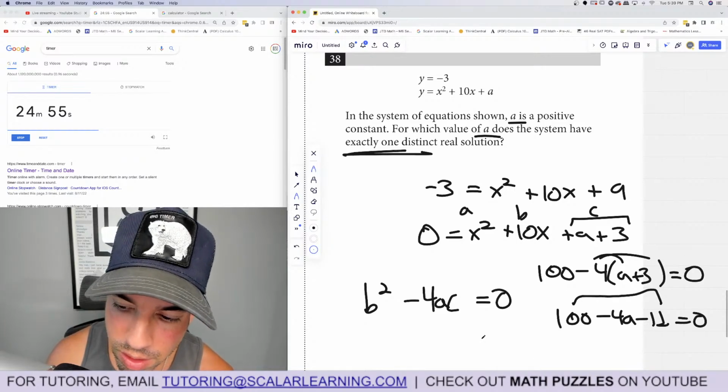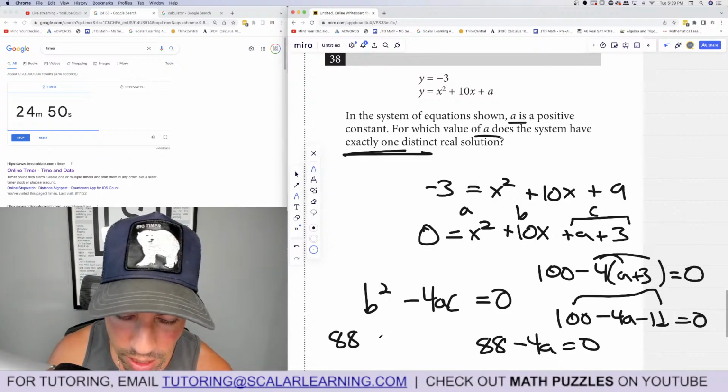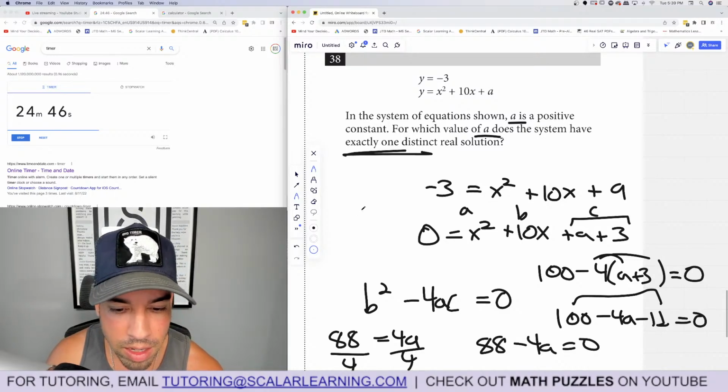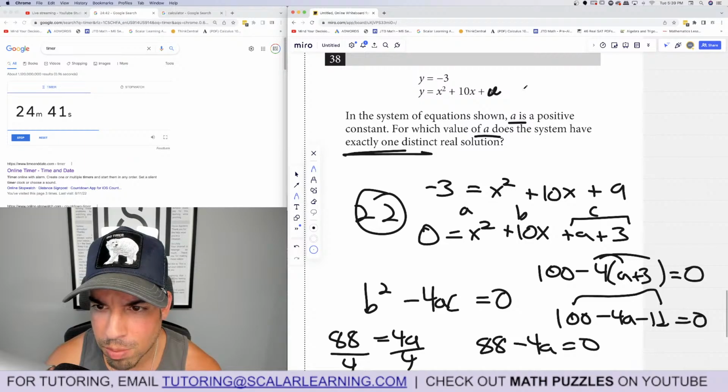100 minus 12 is 88, minus 4a equals 0. Add 4a to both sides. 88 equals 4a. Divide by 4, a equals 22. Now we're going to plug that back in, and I'm going to prove it to you.